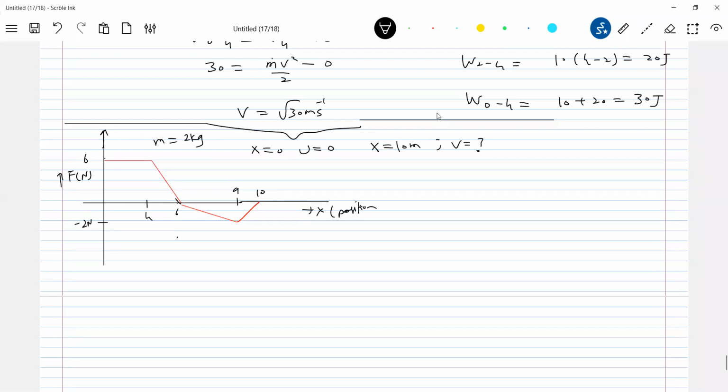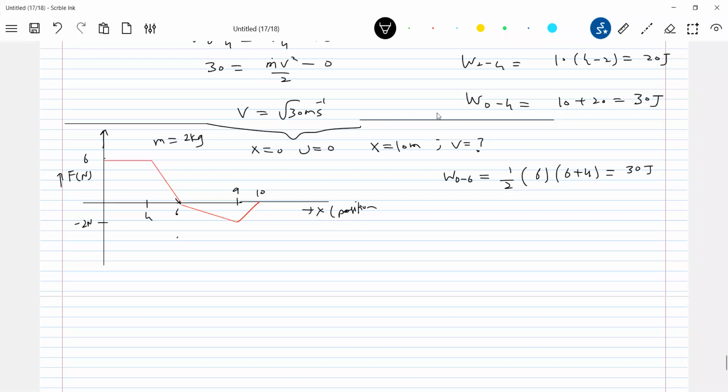So there are two areas, no? First, let's come to 0 to 6. Work done by the applied force when it moves from 0 to 6 meter should be equal to the area under the curve, the area of the trapezium, half into base. How much? Base is 6, sum of parallel sides, 6 plus 4, is 10. This will be 30.